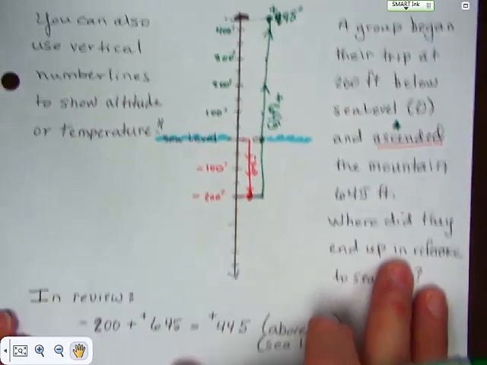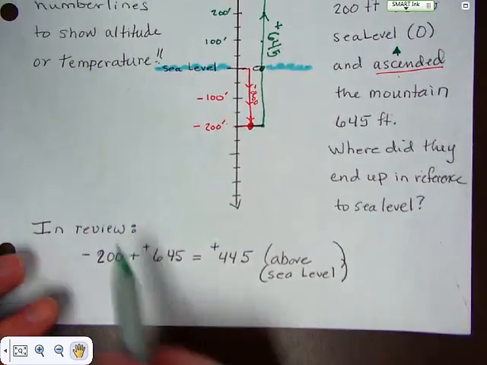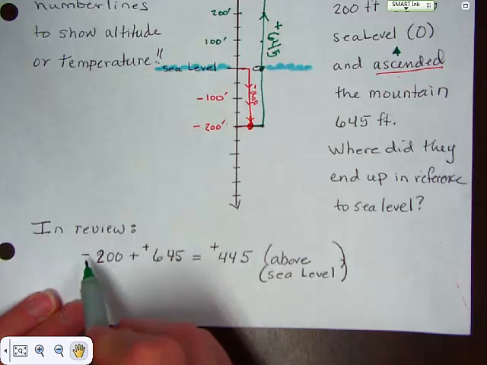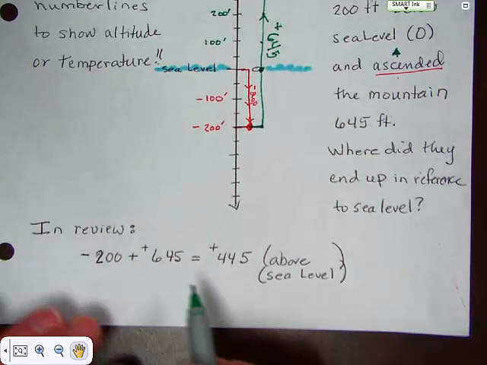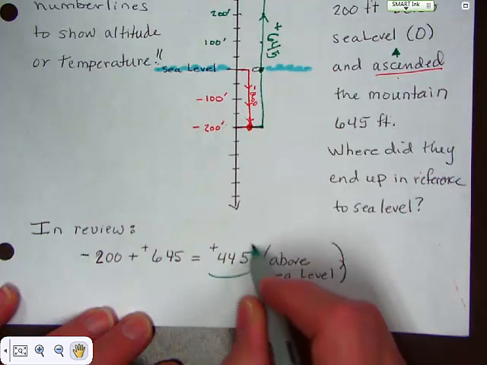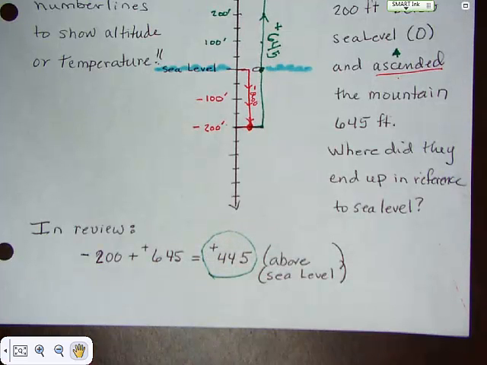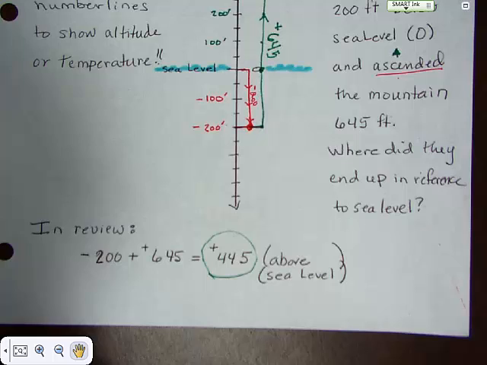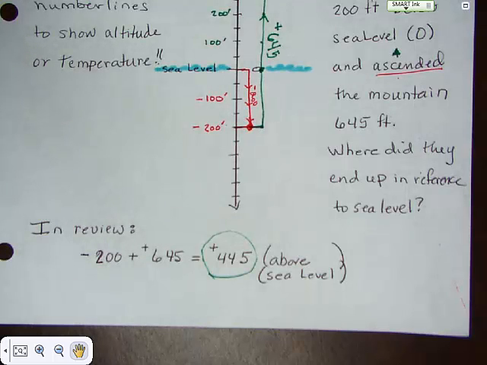And if we look at the problem with its signs and everything, this is a negative 200 here, a positive 645, and our answer is a positive 445 feet above sea level. Folks, it's never a bad idea, never a bad idea to draw a picture. Pictures are great.